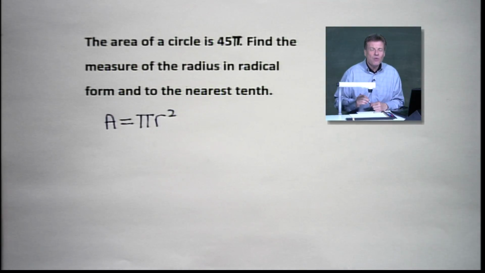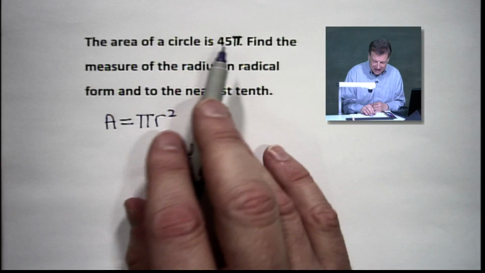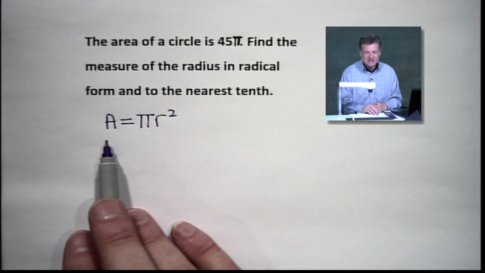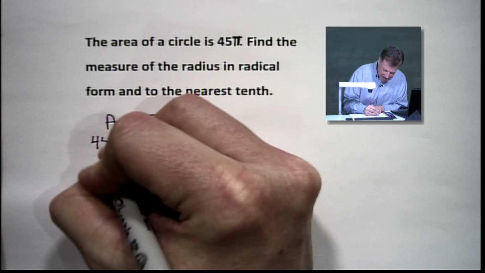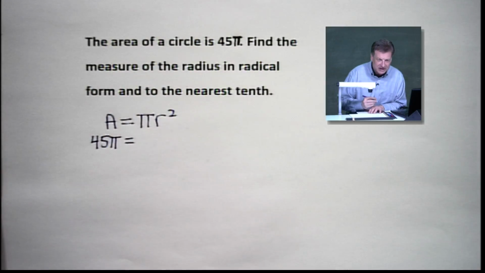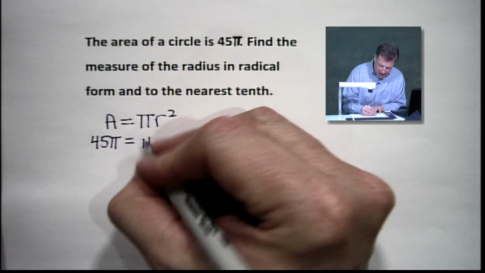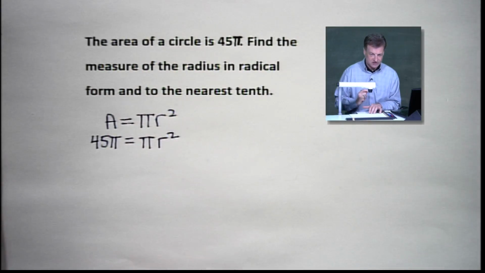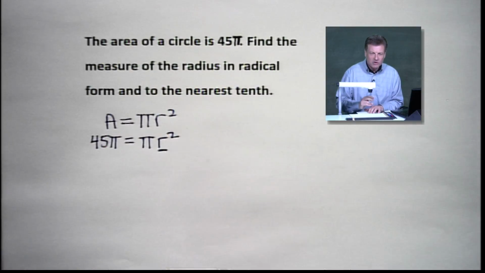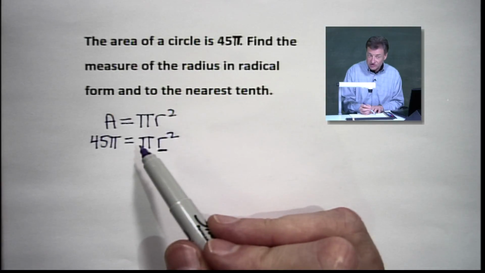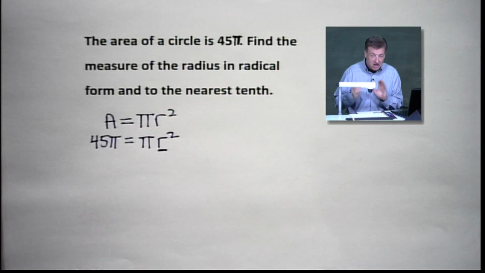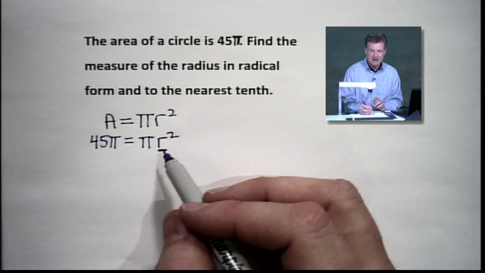So what we're going to do is place this 45 pi in the place of area, because that's what's going on here. We're putting our 45 pi right there in place of our big A. We're going to keep pi r squared to the right, because that's our formula. Keep in mind, we are looking to find out what this r is equal to. We've got numbers, some rational, some irrational, all hanging out here together. We're going to see how we can get r by itself. That's the game plan here.